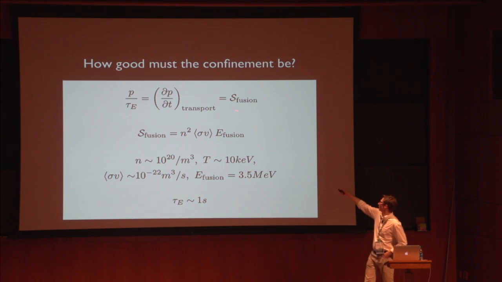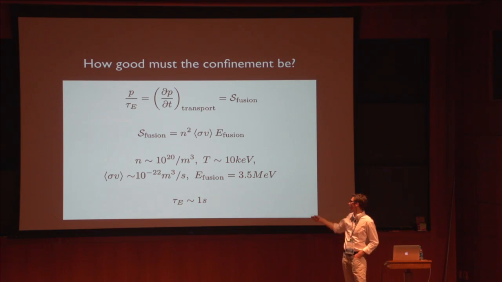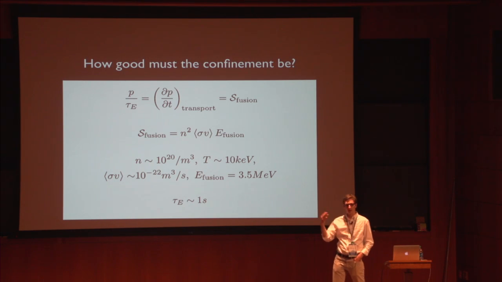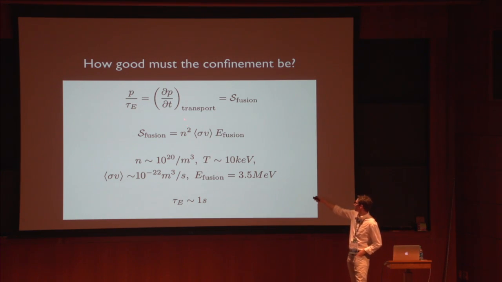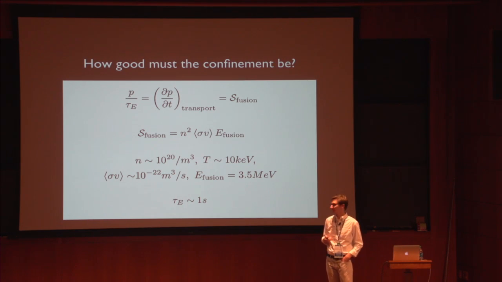So this fusion power goes like basically the density squared, where the density here is the density of the ions that are doing the fusing. This is the fusion cross-section, which is a function of the temperature and has a peak in the tens of keV range. And this is the energy of those ionized helium atoms that I was talking about.